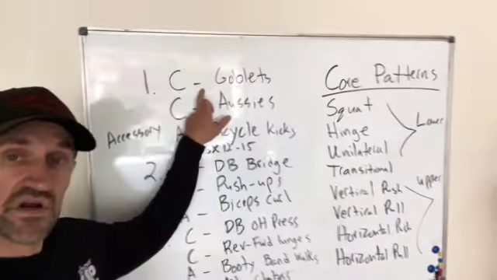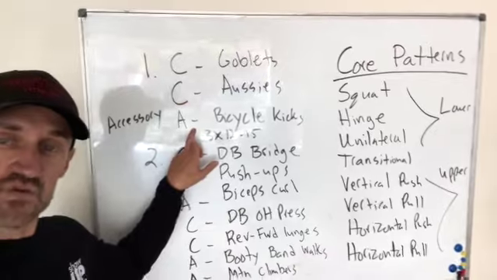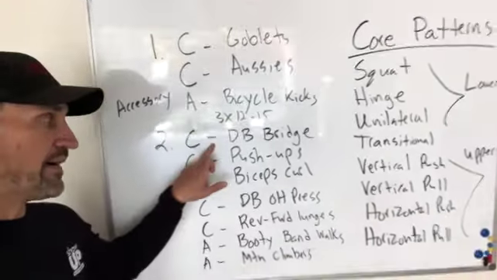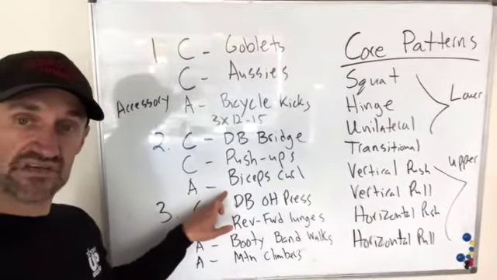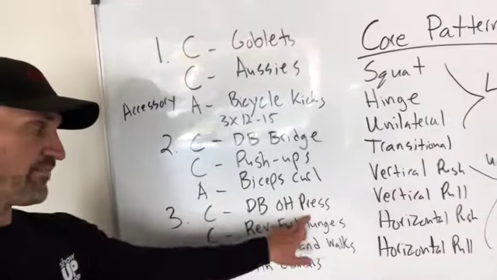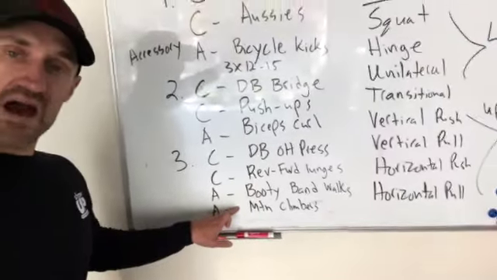So for this one, we're doing a goblet squat into some Aussies, into some bicycle kicks, 3 rounds, 12 to 15 repetitions. Then we're moving to the second one, which is going to be dumbbell bridge, which is a hinge pattern, push-ups, bicep curls, an exercise she's never done before, followed by a CCAA at the end, where we're going to do an overhead press, reverse and forward lunges, booty band walks, and mountain climbers.